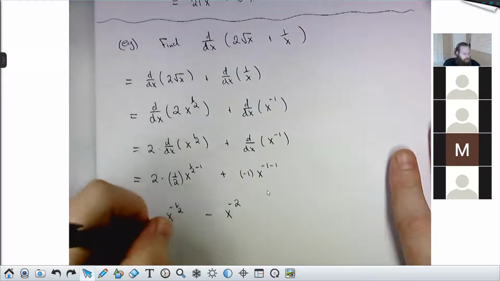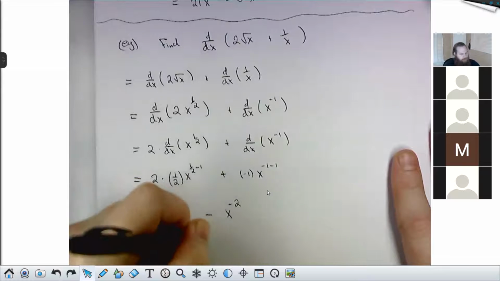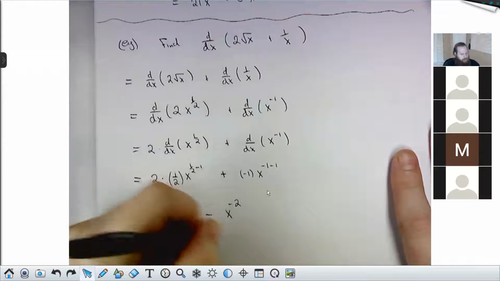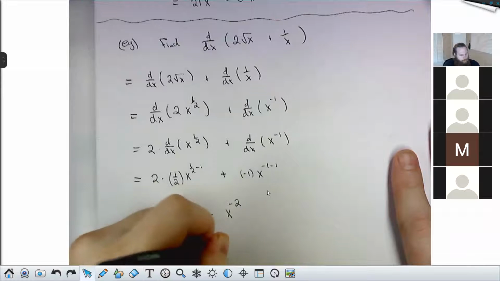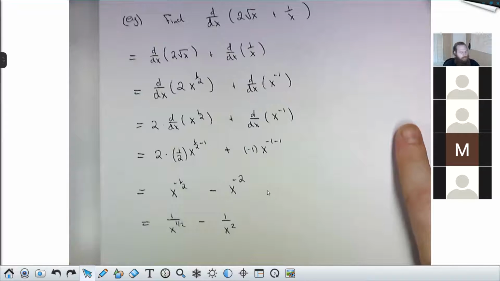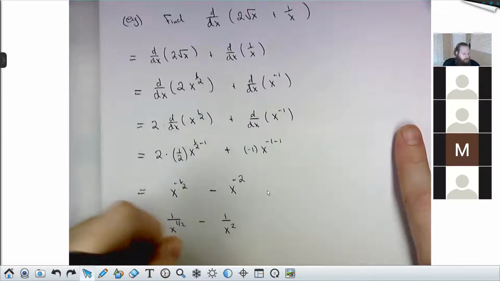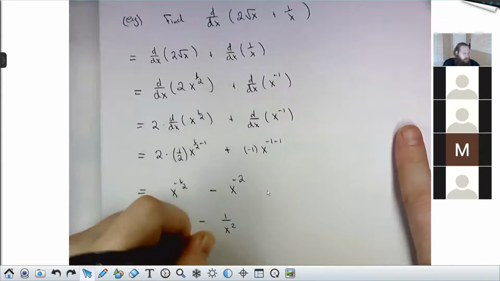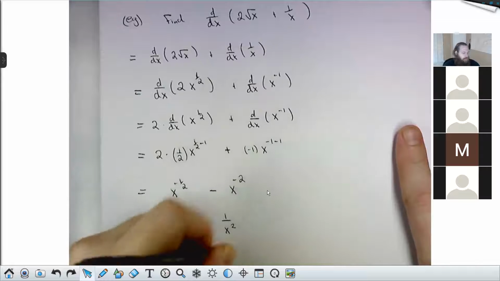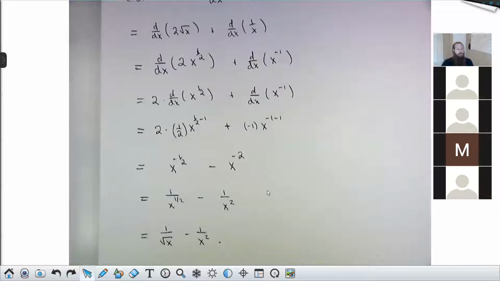So x to the negative 1/2, that's 1 over x to the 1/2, minus x to the negative 2, that's 1 over x to the 2. And then this x to the 1/2, that's the square root of x. So this is 1 over the square root of x minus 1 over x squared. And this is how I would give the answer if I was working the problem. This is the nicest way.